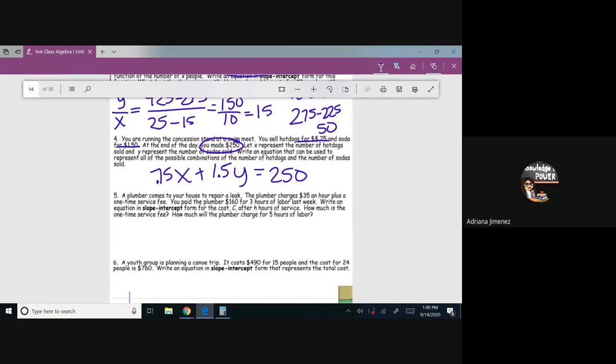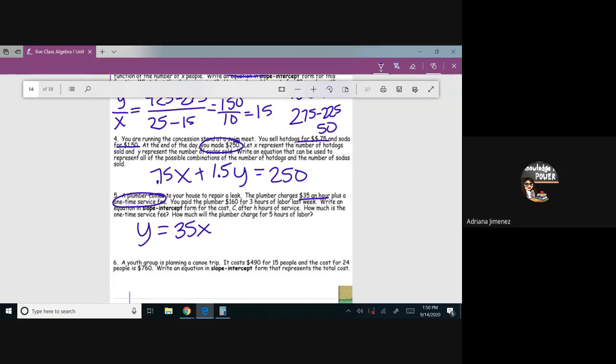You have the same thing over here. You have a plumber that charges $35 an hour plus a service fee. But they didn't tell us the service fee. They did tell us an hour. 35 an hour means you're multiplying. That's what an hour means. So I know I'm going to have y equals 35x, but I don't know what the service fee is.